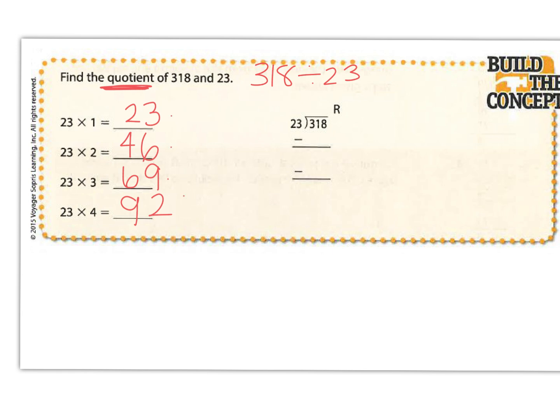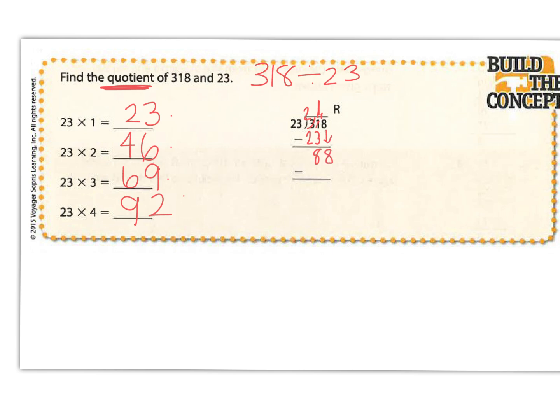So does 23 go into 3? No. Does it go into 31? Yes, 1 time. 1 times 23 is 23. Then we have to subtract. Got to borrow. This becomes 11. Oh, that gets tight. That becomes 11 minus 3 is 8. 2 minus 2 is 0. But then we bring down this 8.